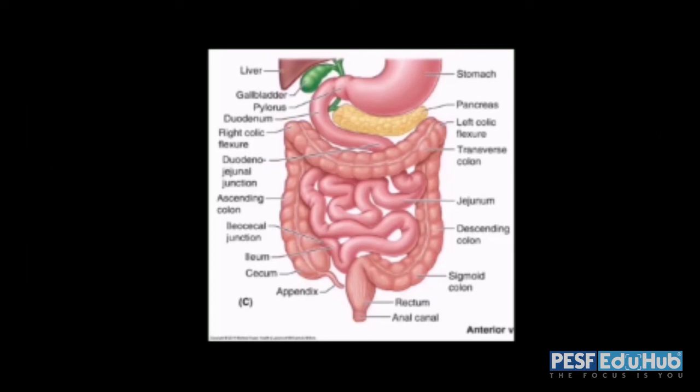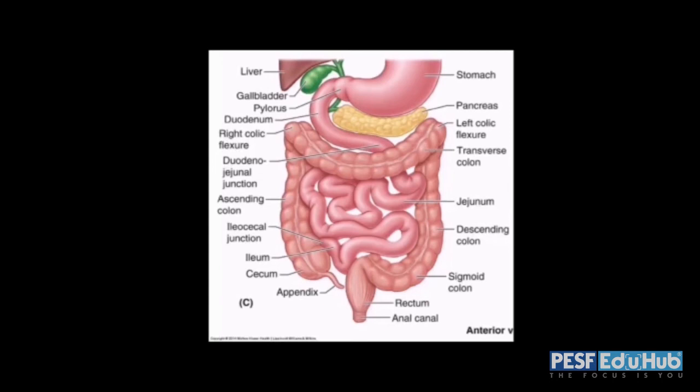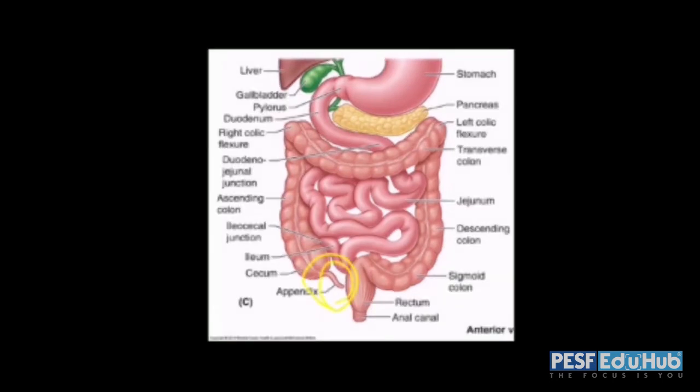Then the large intestine. At the junction between the small intestine and large intestine, you can see the appendix. This appendix is a functionless organ, a rudimentary organ. The removal of the appendix is called appendectomy. The infection of the appendix is called appendicitis. Appendicitis is the infection. Appendectomy is the removal of the appendix.